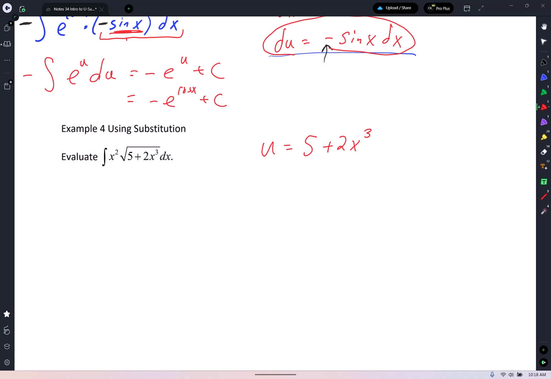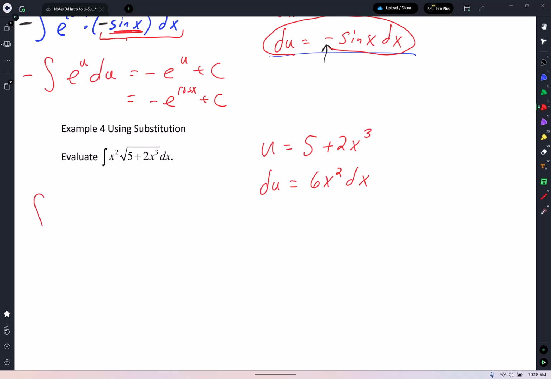So here you go. I'm going to write du. If you want, you can write du/dx and then multiply by dx. But so it can look cleaner, du is equal to 6x squared dx. Have I confused anyone? Okay. So check it out. Chop, how is this going to help me? I don't have a 6.